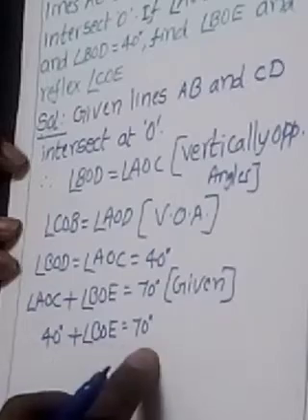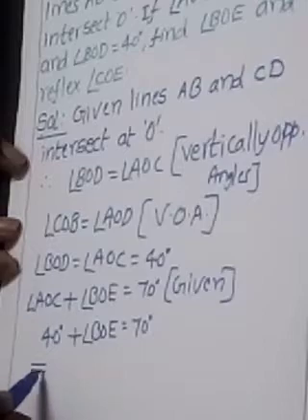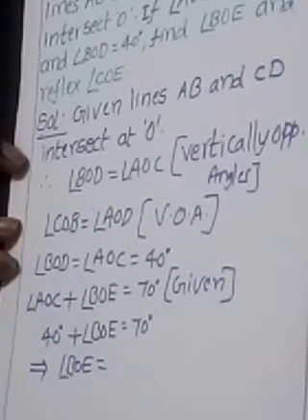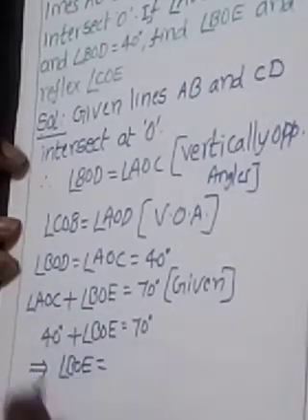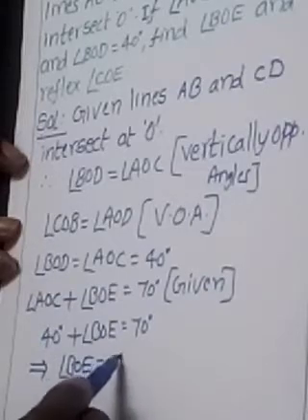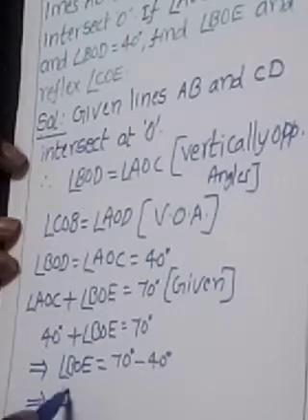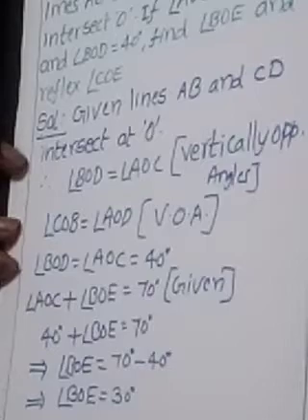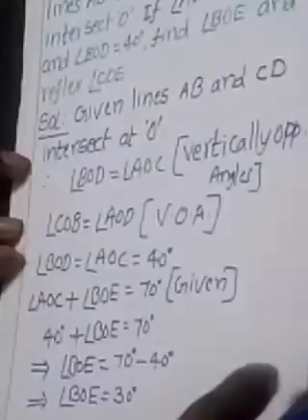Right. So from this equation, we find the angle BOE. Can we find or not? Yes. Angle BOE is equal to, we transpose this 40 degrees to the RHS. Then it becomes minus 40 degrees. This implies angle BOE is equal to 30 degrees. Understood, my children? So first part of the question is over.